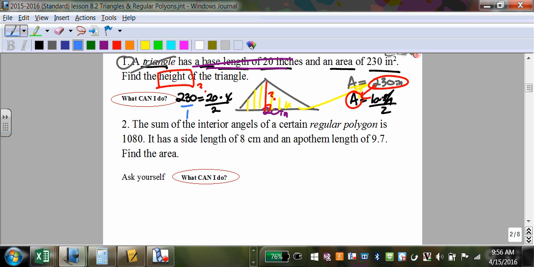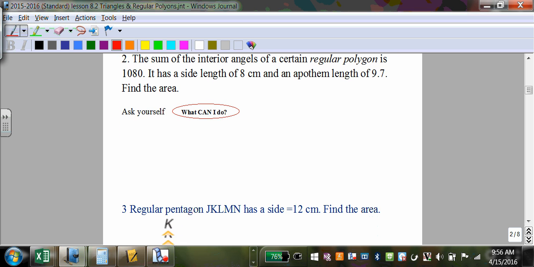Give me a second. Alrighty, guys. Out loud, what'd you get for the height? Beautiful. There we go. Okay, now that was an easy one.